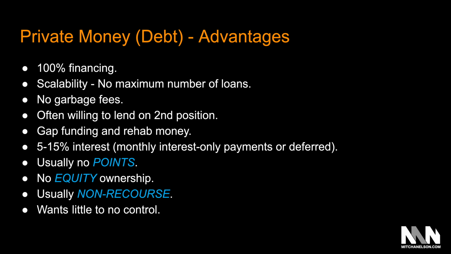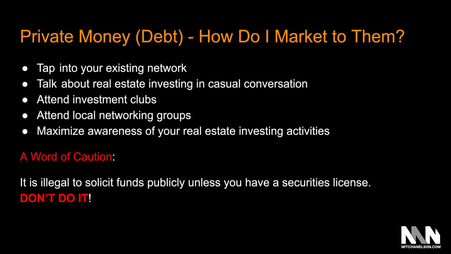Usually there's no points, which is good. We've talked about in previous modules in this class what points mean. Usually there's no points with private money, so that's an advantage. No equity ownership. That means they don't have any say in how you operate your fix and flip business. Once they decide to lend you the money, the rest of it's on you, and that gives you some freedom to go out and make the decisions you want to make. Usually these are non-recourse. In fact, I would negotiate in every case with a private money lender a non-recourse loan, and usually that means they want little to no control, which is an awesome advantage.